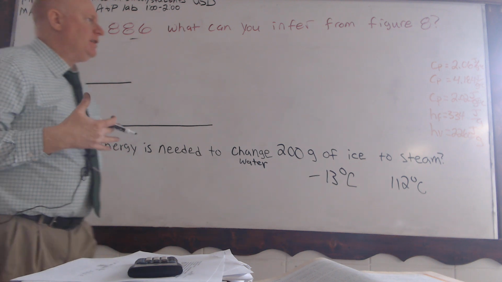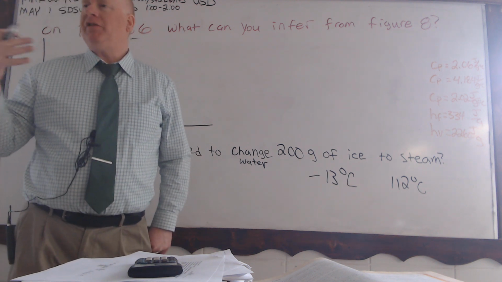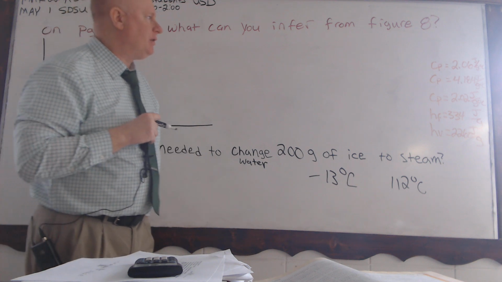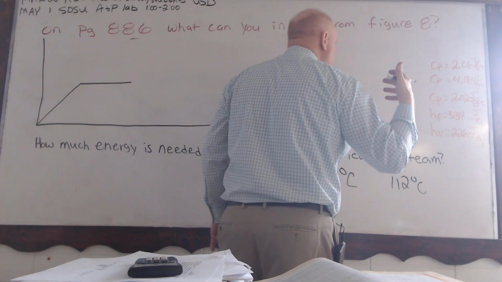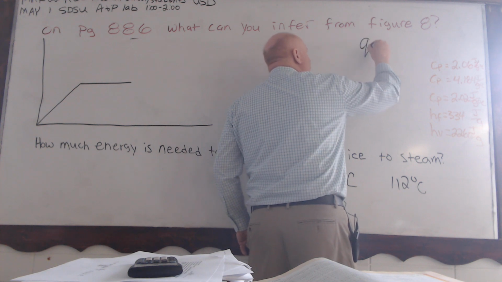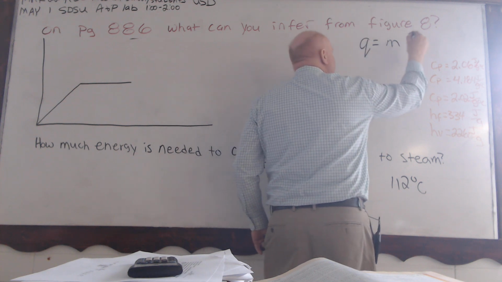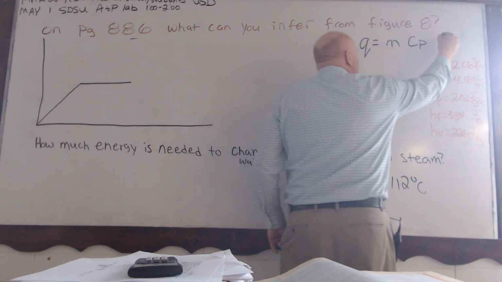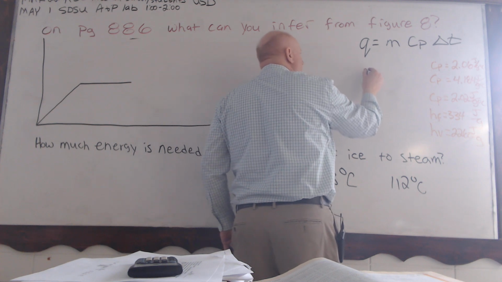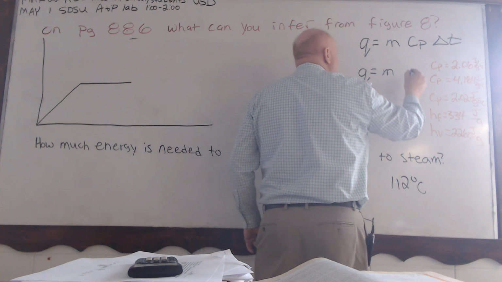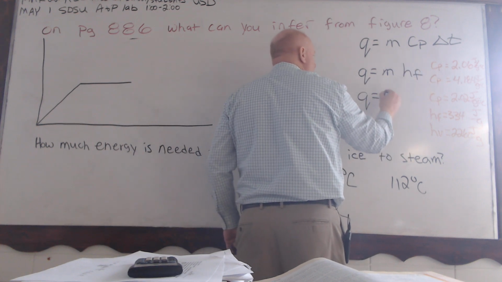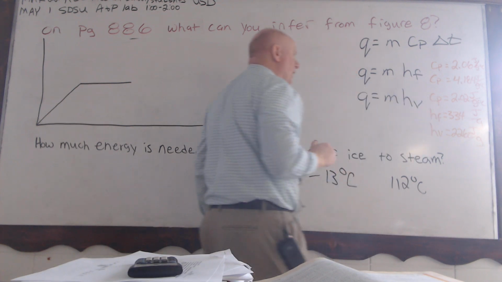So, again, what is heat measured in? Don't say degrees Celsius. That's temperature. Joules or kilojoules. So in this case, we've got 3 formulas we're going to deal with. A quantity of heat equals the mass times the specific heat times the change in temperature. That's one formula. Also, a quantity of heat equals the mass times the heat of fusion. And the third one, quantity of heat equals the mass times the heat of vaporization.